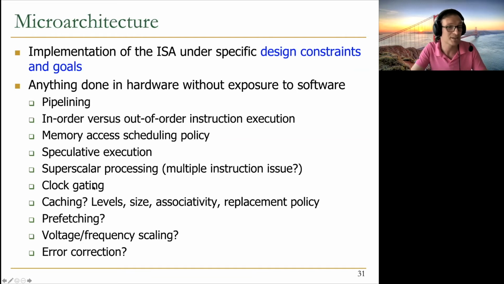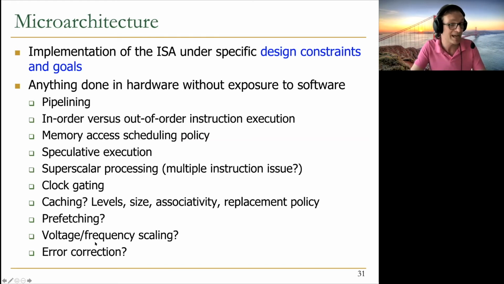Does that get exposed to the ISA? Usually not. Caching, we will talk about caches later on. Prefetching, again, is a form of speculative execution where you try to bring data from memory into the caches earlier so that you don't spend a lot of time accessing memory. Modern processors reduce the voltage and frequency if they're running too hot, for example, or if they have a battery life target, or if they don't need to execute intensive programs.